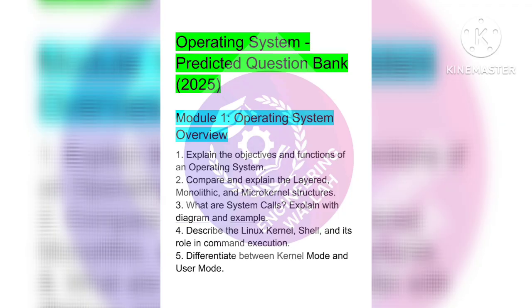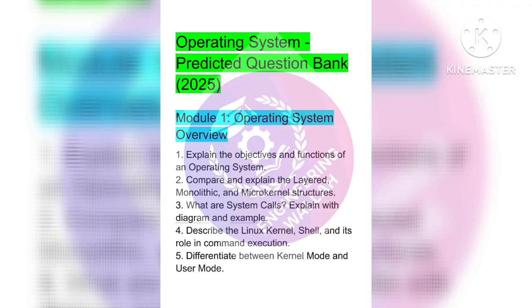Module 1, Operating System Overview. 1. Explain the objectives and functions of an operating system. An OS manages hardware, runs applications, and provides a user interface. Its core functions include process management, memory management, file system handling, and security. 2. Compare and explain the layered, monolithic, and microkernel structures. These are architectures of OS design. Each offers different levels of complexity, performance, and modularity.